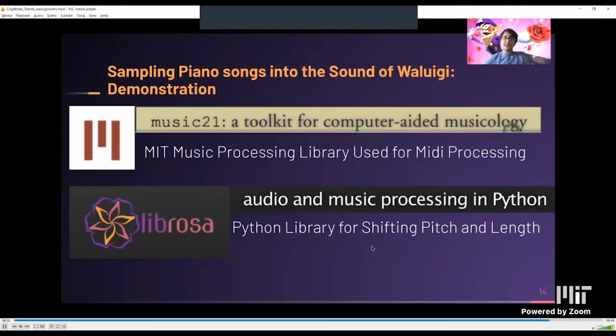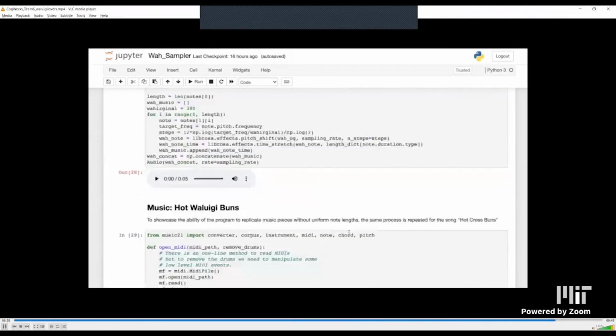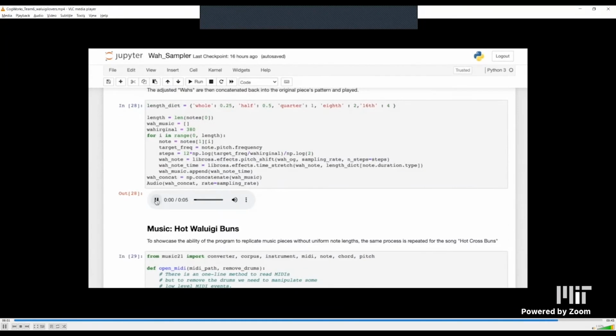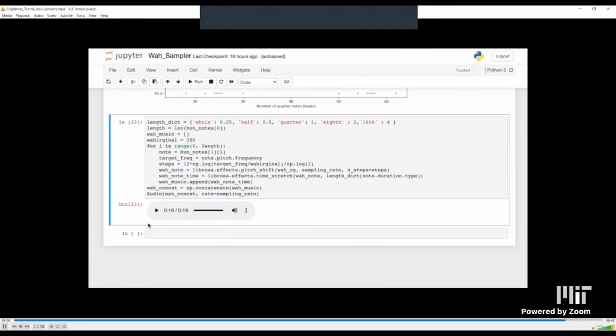Here are short clips of Fur Elise and Hot Cross Buns in the instrument of wah. So here I'll be quickly showing you what Fur Elise in wah sounds like. And here to show the differences in beat length is Hot Cross Buns.